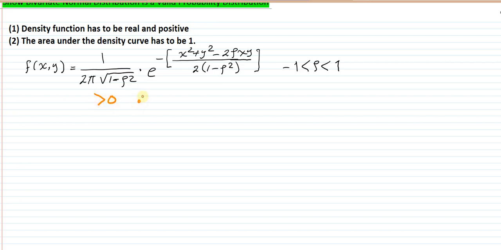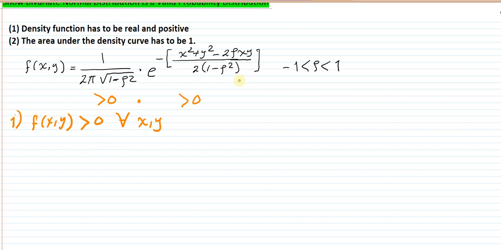Now look at the exponent. It's in the form of e to a function g of x y. Because the exponential function is a positive function, this portion is also positive. So what we have is a product of two positive expressions, a positive constant and a positive exponential. Therefore, we have established one. So f of x y is going to be positive for all x and y. That was the easy part.